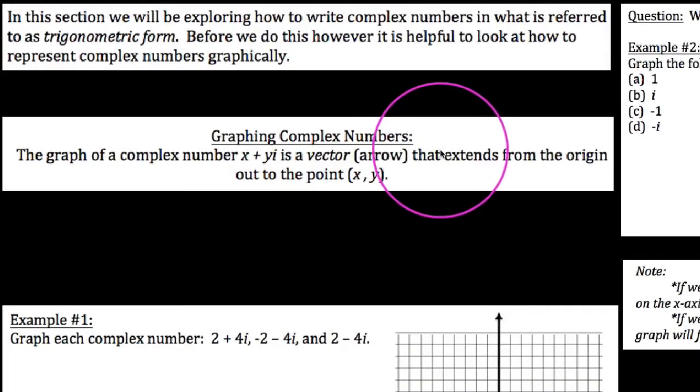Okay, YouTube, in my next module we're going to be writing complex numbers in what we call trig form, and in order to do so it's often really helpful to represent complex numbers graphically. So let's quickly review what we mean by a complex number in the first place.